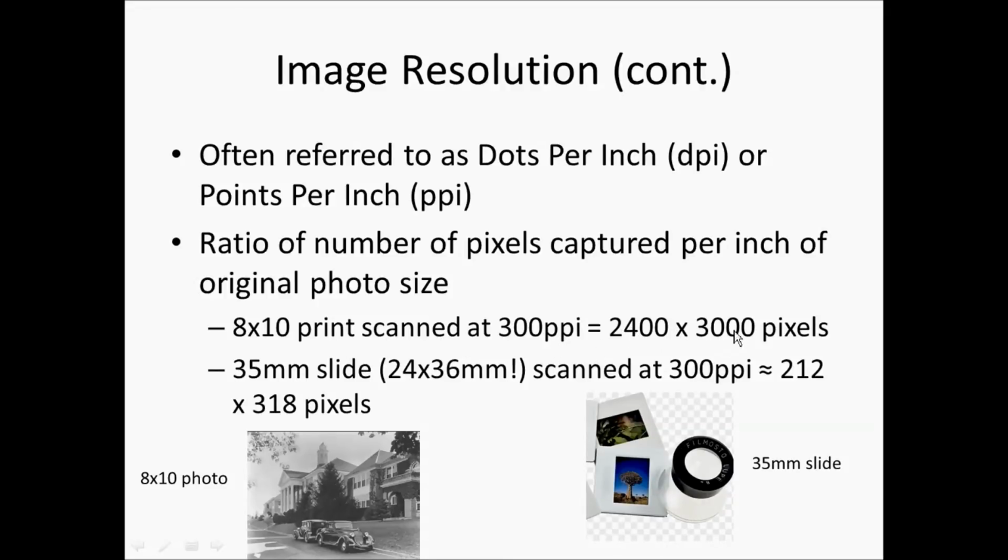So this 3,000 pixels, if you were to go across the long edge of the top of this photo, you would count out 3,000 pixels here once it's been digitized. And then the side here would be 2,400 pixels. Again, if you were scanning a slide, as we just mentioned, 300 points per inch, or DPI, that's not going to cut it. That would be 318 pixels across this image.